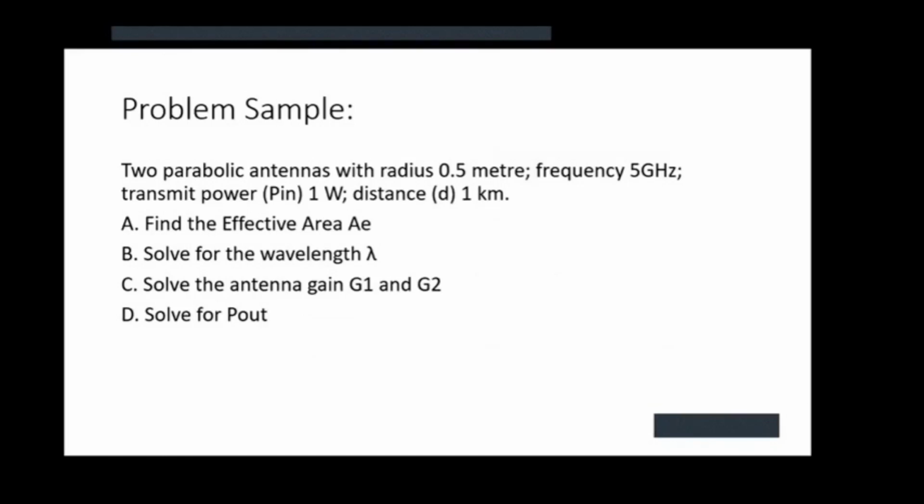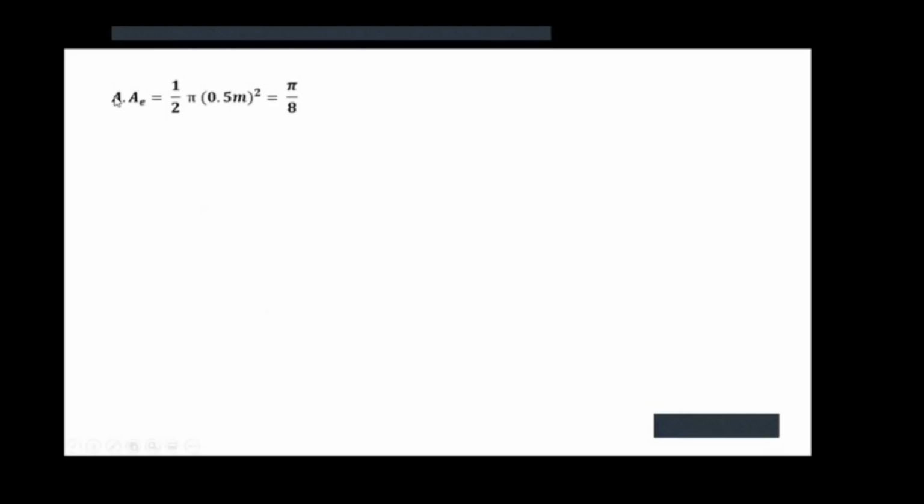Okay. So for this problem, I already prepared the solution. So let me just show you how to use the formula we are given earlier. Okay, so for the effective area for letter A, so we have the 0.5 pi r squared because it is a parabolic antenna. So 1/2 pi 0.5 as the radius squared. So if we compute this using a calculator, we'll be getting pi over 8. So I hope that makes sense to you.